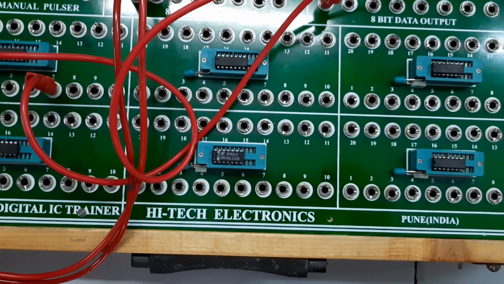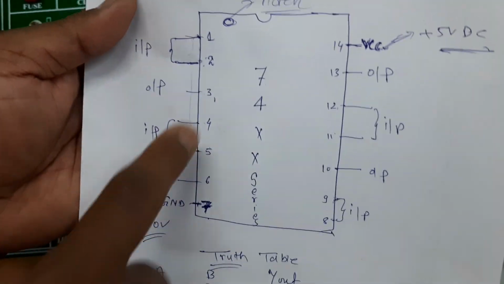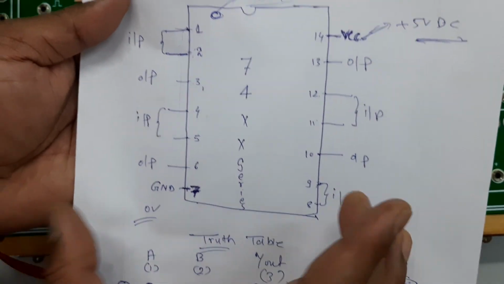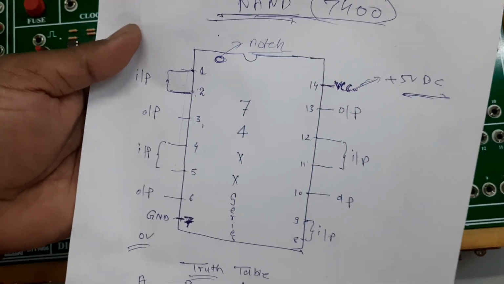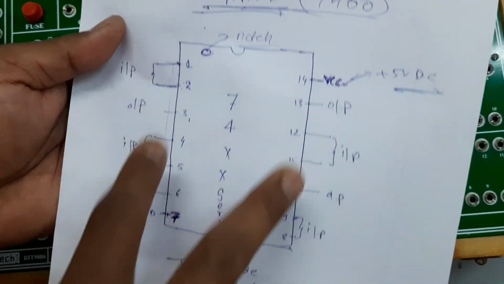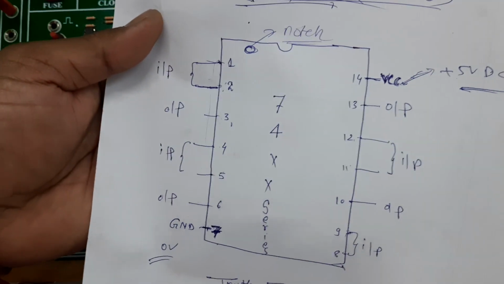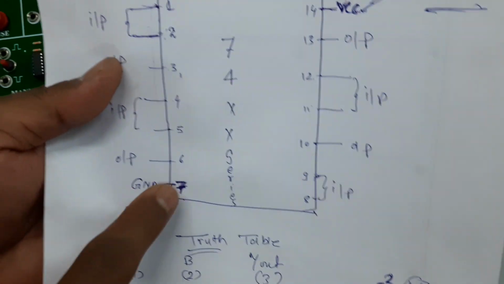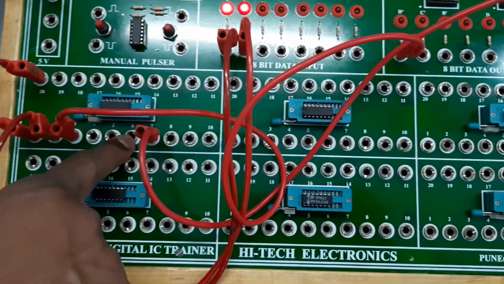One more thing: as I said here, pins 1 and 2 belong to one gate. In this IC there are 4 NAND gates integrated. That's why the name IC means integrated circuit: 4 NAND gates are embedded in one IC. Here 1 and 2 are inputs and 3 is output. Likewise we can verify for 4 and 5, with 6 as output. Here we give the inputs at 4 and 5, and take the output at 6.